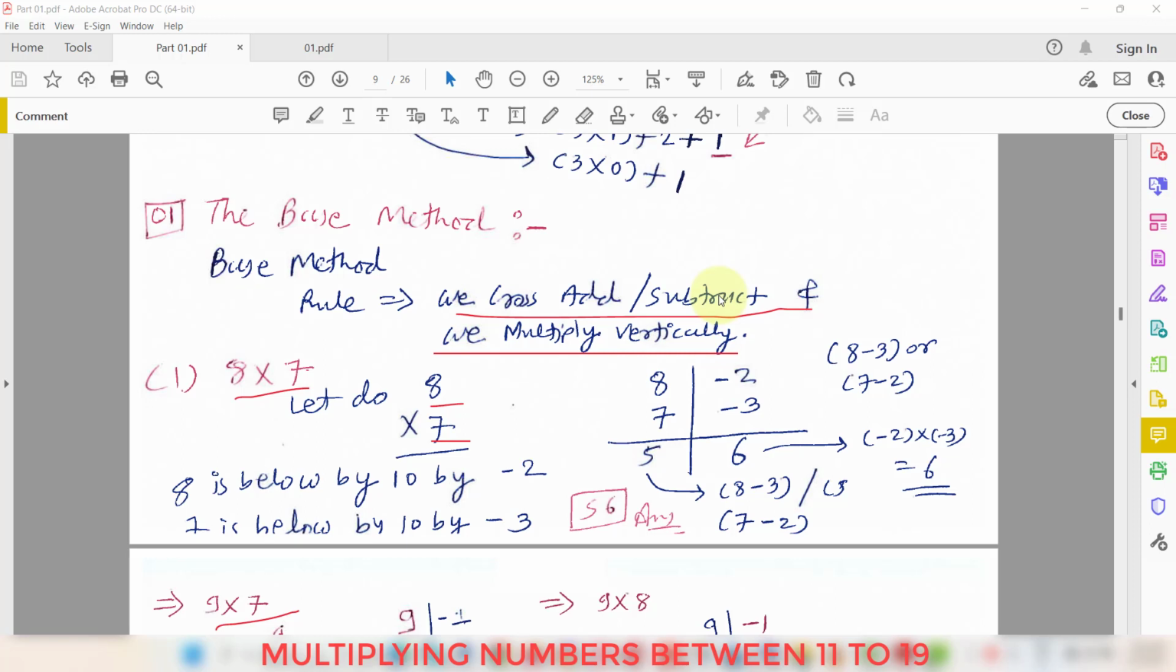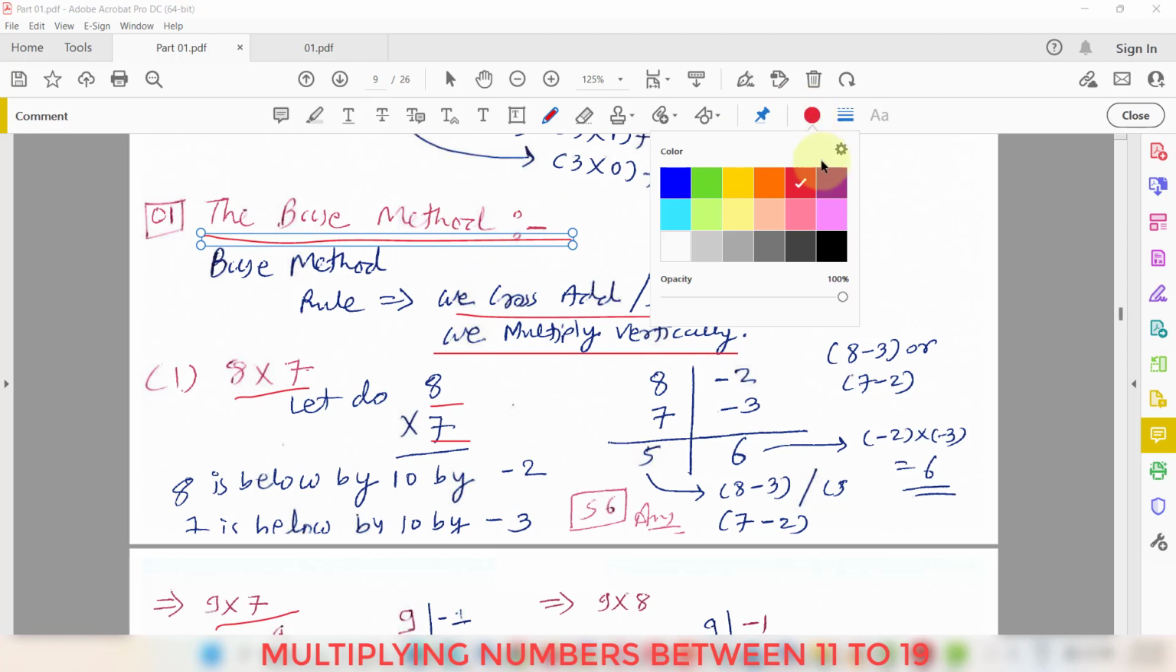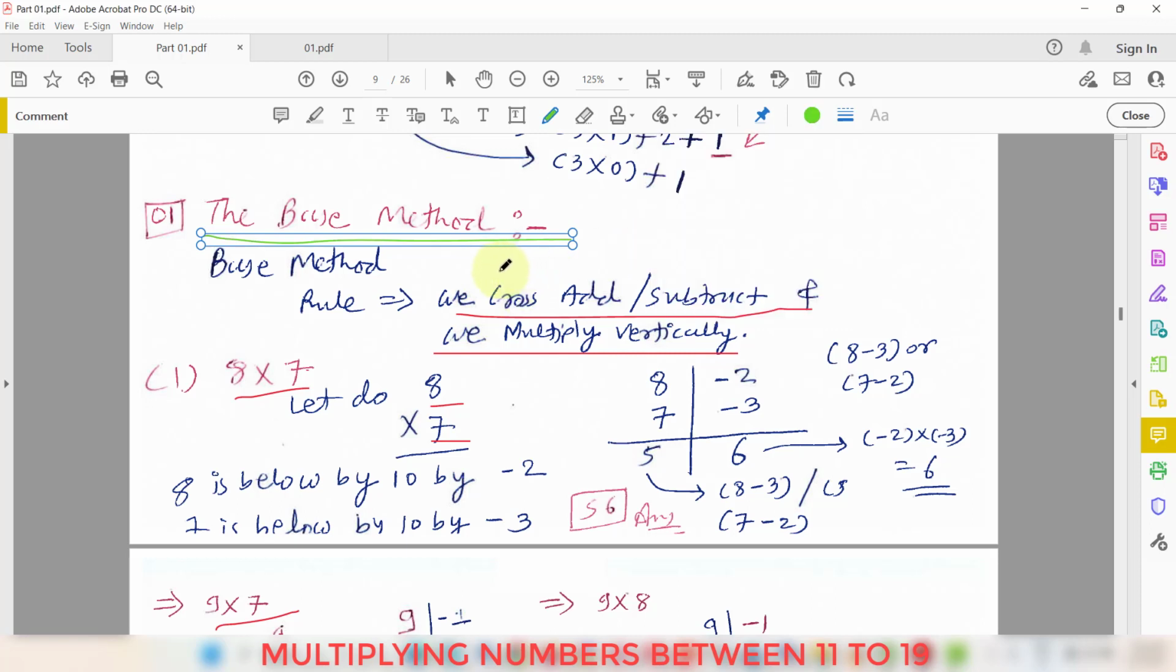Now, today what are we going to see? Today we are going to learn about the base method. So what is the base method and why is it important for us? The base method is nothing but what exactly we are doing.